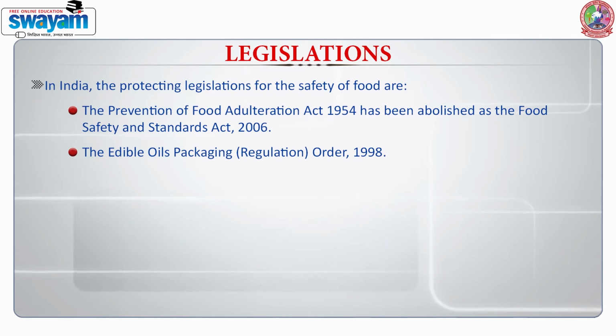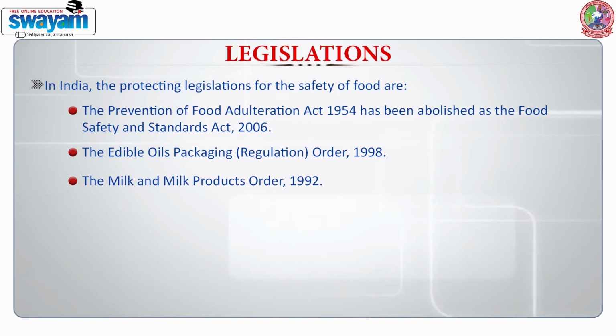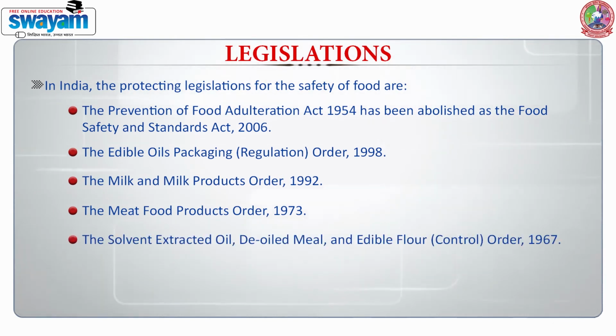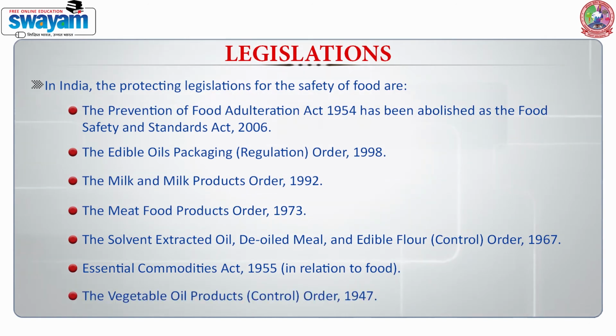The Edible Oil Packaging Regulation Order passed in 1998, the Milk and Milk Product Order 1992, the Meat Food Product Order 1973, the Solvent Extracted Oil, De-oiled Meal and Edible Flour Control Order 1967, Essential Commodity Act 1955 and Vegetable Oil Product Control Order 1947. So, these are some of the legislations which have been in force from time to time to check the presence of toxins of microbial, fungal and algal origin in the various food items.